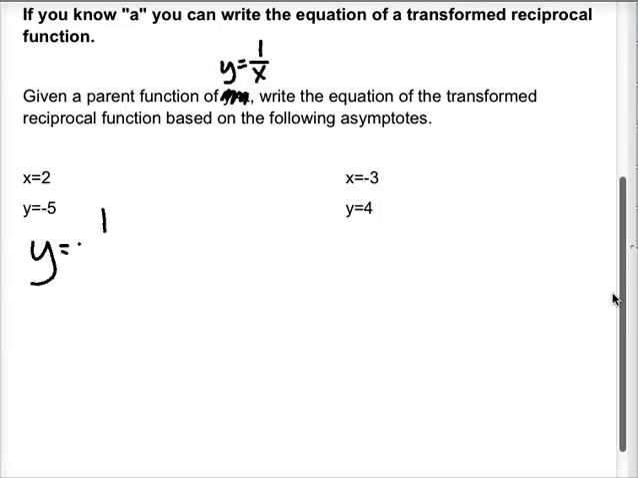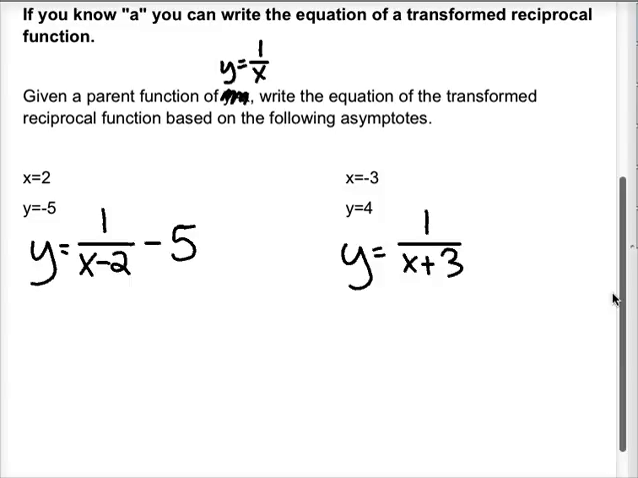If my parent function is 1 over, well, my x needs to be shifted 2 to the right. My y is being shifted 5 down. So all you do is follow the translations. So for this one, to shift to the left, you need to use x plus 3, and then 4 up, you need a plus 4. So basically, you're just using those asymptotes to shift where your function is, okay? So it's just the opposite of what you've been doing when you were graphing. You're looking at the graph and now saying, where is it coming from?